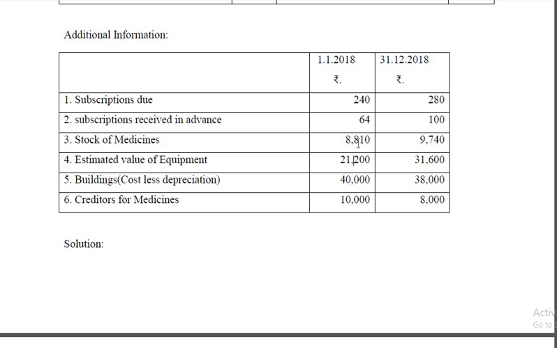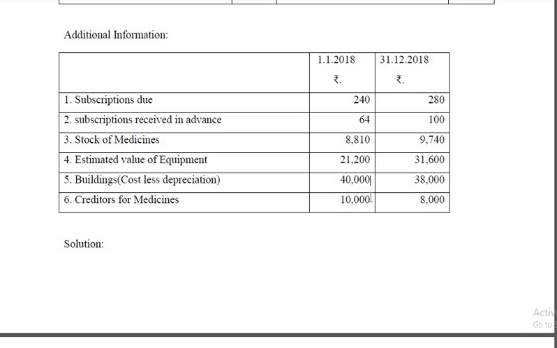Okay. Similarly, 8,810 will come in the opening balance sheet, asset side. 9,740 will appear in the closing balance sheet. And then next, buildings 40,000, this will come in the opening balance sheet. 38,000 will come in the closing balance sheet. And there is a depreciation of 2,000. At the beginning it was 40,000, now it is 38,000. So depreciation during the year on building is 2,000.